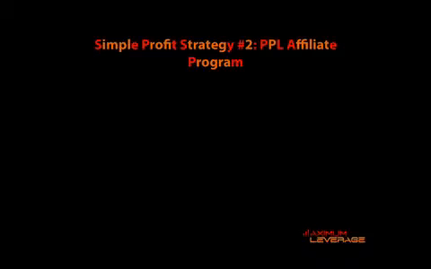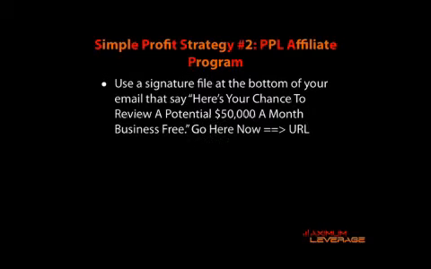So simple profit strategy number 2, pay-per-lead affiliate programs. As I explained before, there are affiliate programs out there where you can simply promote a landing page, and when people opt in with either their name and email address or more information, their address and phone number, you can get paid simply for them submitting that information. So here's a simple way to put that in place in your business. In every email that you send out, create a simple signature file at the bottom of your email that says something like, here's your chance to review a potential $50,000 a month business free.